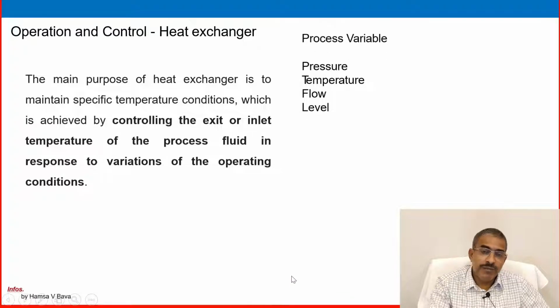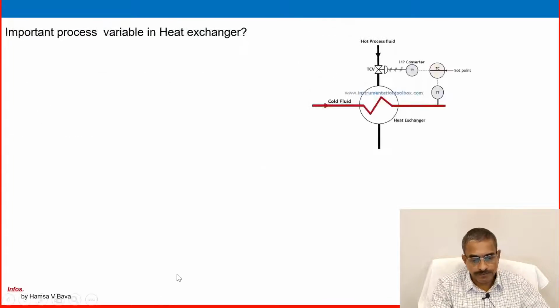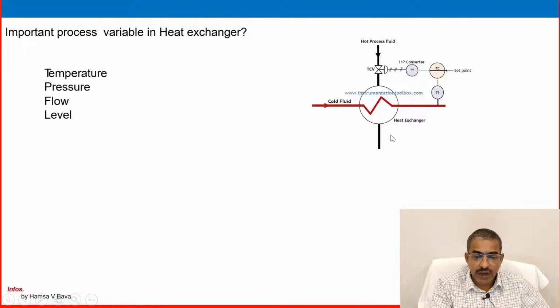So the process variables related to heat exchanger, and not only heat exchanger but any other process operation equipment, are pressure, temperature, flow and level, at least 4 important process variables. In heat exchanger, temperature is always maintained between the shell side and tube side, or between the hot fluid and cold fluid.